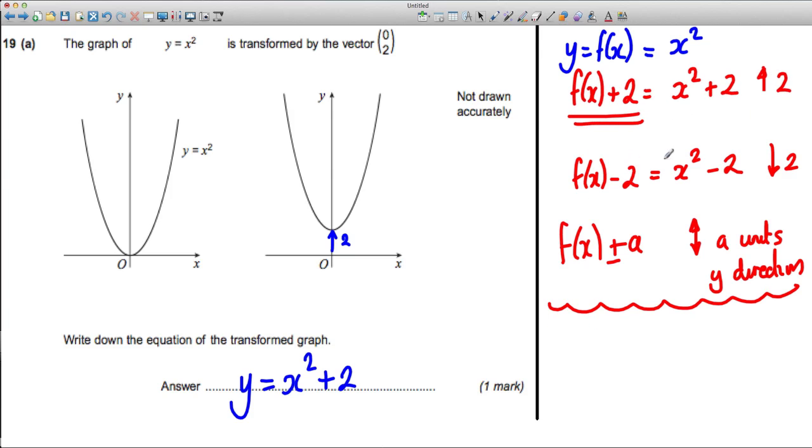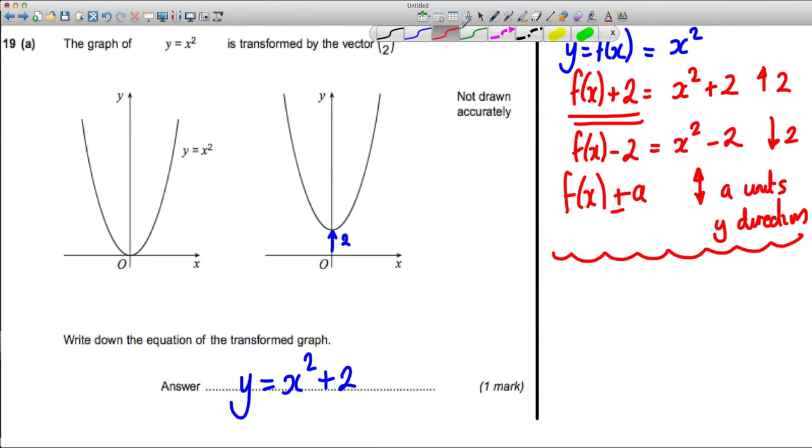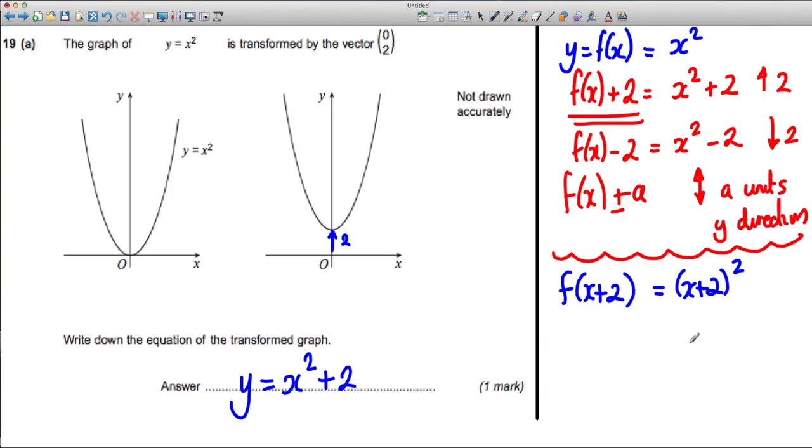I'll just move everything up so it's got a bit more space. If I kept my same function, but this time instead of f of x plus 2, what if I worked out f of x plus 2? I.e., instead of putting x into my function, I'm going to put x plus 2, i.e., replace x by x plus 2. Okay? Now, this actually turns out to be a translation in the x direction, but by negative 2 units. It does the opposite thing to what you think.